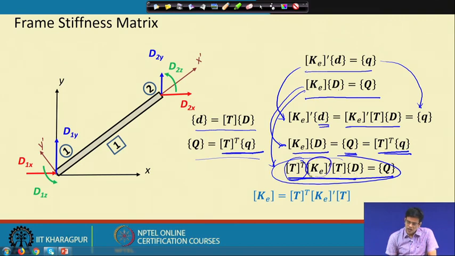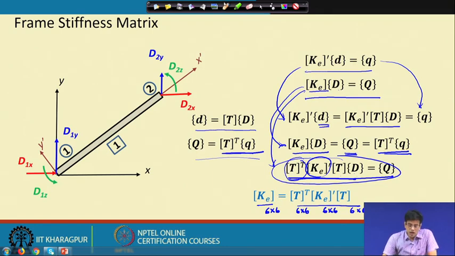Only thing is that this is now in the prime coordinate system. So, naturally the non-prime stiffness matrix is this. We have seen this in the truss case also. That means the transpose of the transformation matrix, then the prime stiffness matrix, and then again multiplied by the transformation matrix. Finally, this matrix will also be 6 cross 6, because T transpose is 6 cross 6, K E prime is 6 cross 6, and T is 6 cross 6. So, finally, this matrix K E will be a 6 cross 6 matrix.